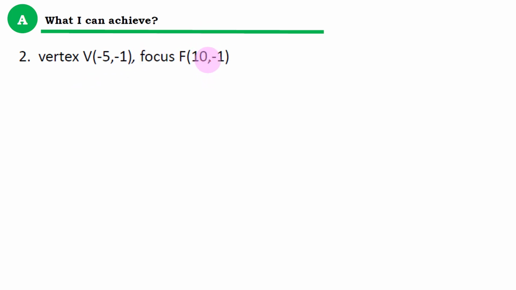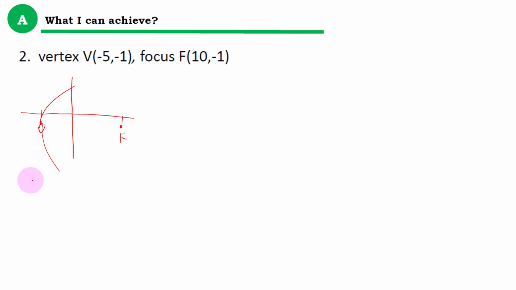Okay? Number 2, our vertex is negative 5, negative 1. And our focus is at 10, negative 1. Okay? So, basically, i-visualize muna natin. Ang ating vertex ay negative 5, negative 1, nandito. Ang ating focus ay positive 10, negative 1. Nandito yung focus natin. Kung nandito yung vertex at nandito yung focus, opens to the right.